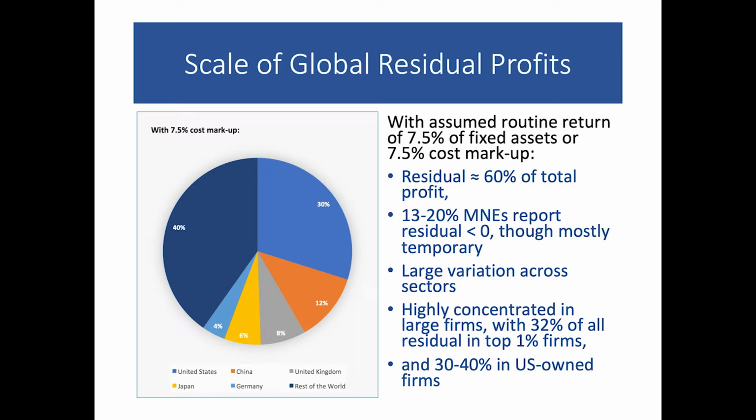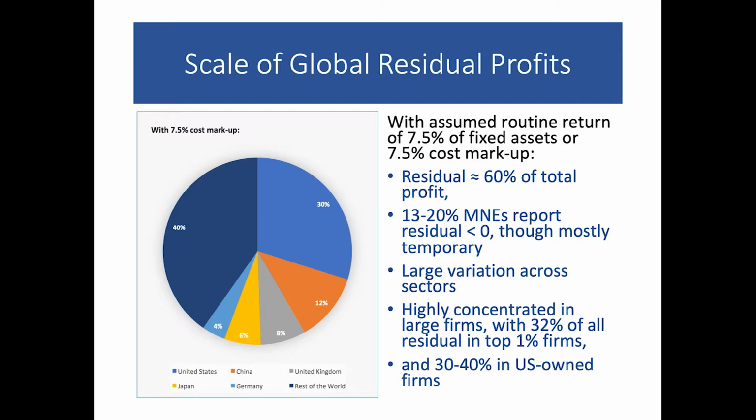Basically, you have to decide how you are willing to determine the routine profit, and there are different ways to do that. One approach is to give a fixed return to the underlying asset, and the alternative, as John hinted, is this cost markup. So we are not leaning towards one, but we try to see the scale of residual under alternative ways of determining routine profit.